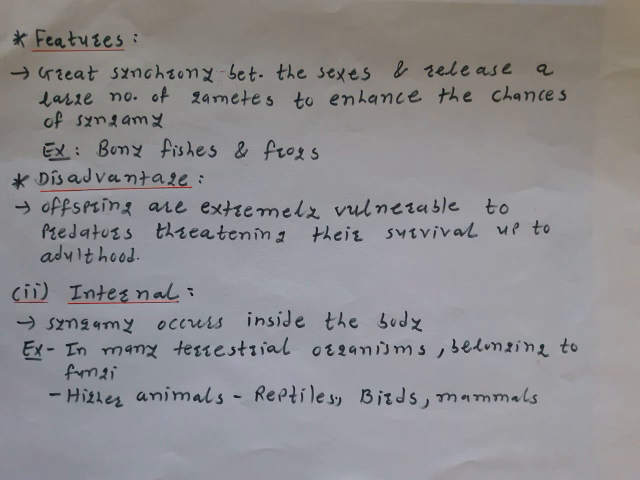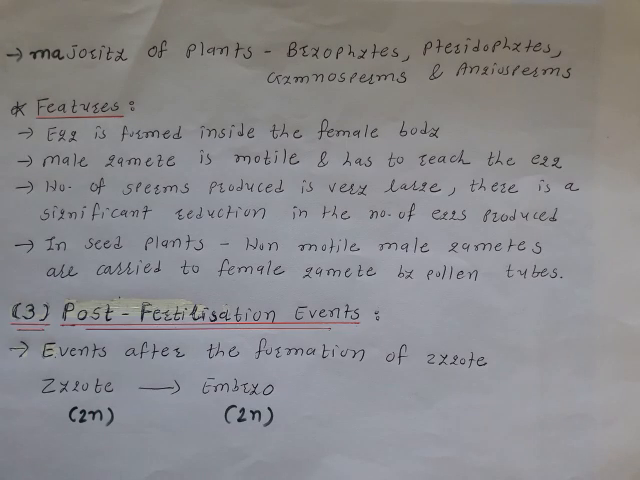Second type, the internal type of fertilization. In this type, syngamy or fertilization occurs inside the body. Terrestrial organisms show this type of fertilization, belonging to fungi and higher animals like reptiles, birds and mammals. The majority of plants also show this type of fertilization: bryophytes, pteridophytes, gymnosperms and angiosperms.